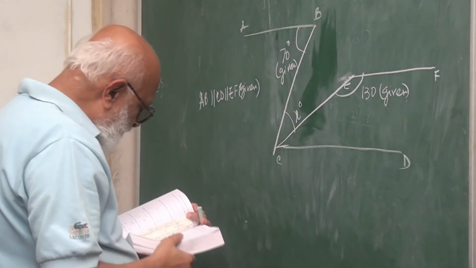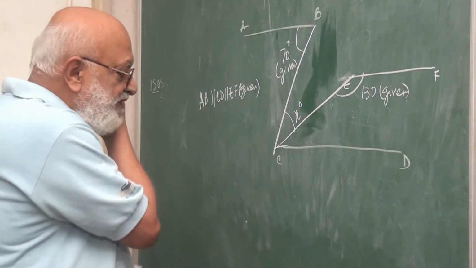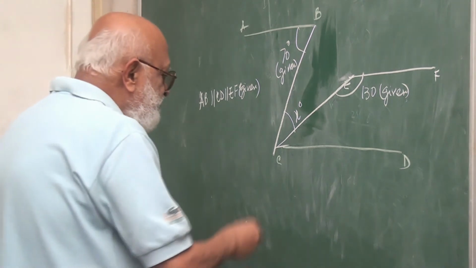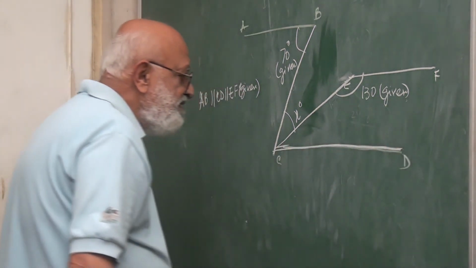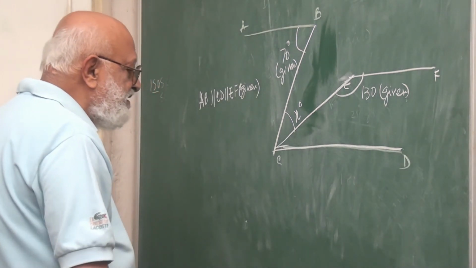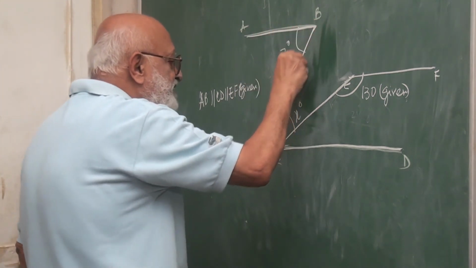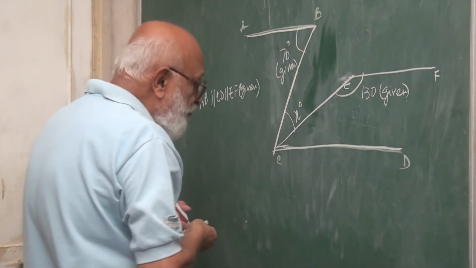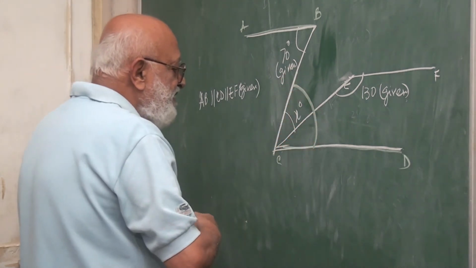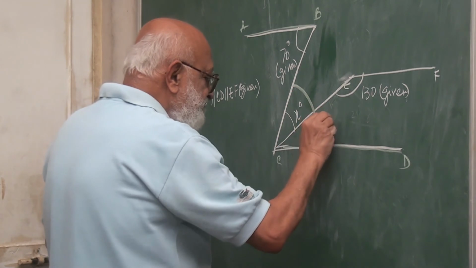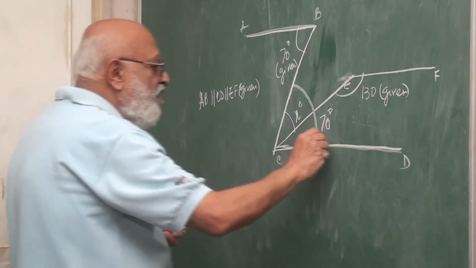So what do we do in this case? Again, find out the parallel and the transversal. So this is a transversal, this is a parallel line. This is a parallel line. So this is a transversal. So this whole angle here would be 70, because these two are alternate angles.